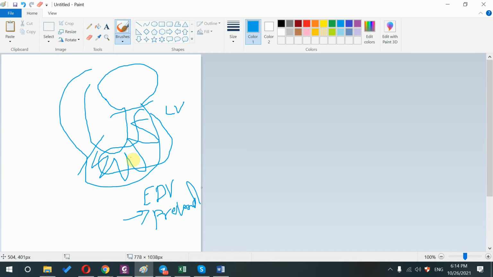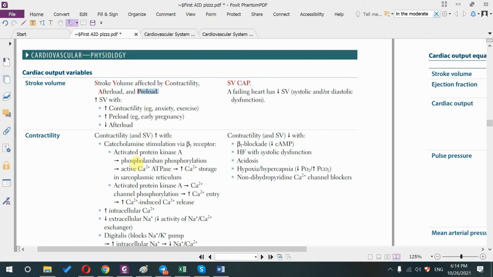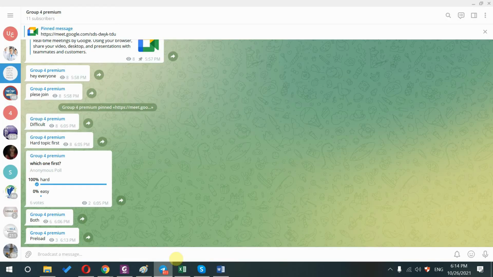So let's imagine that your body is in a state of hypervolemia. You have a lot of fluid in your heart. Your preload will go up or down, right? Actually, let me do this.